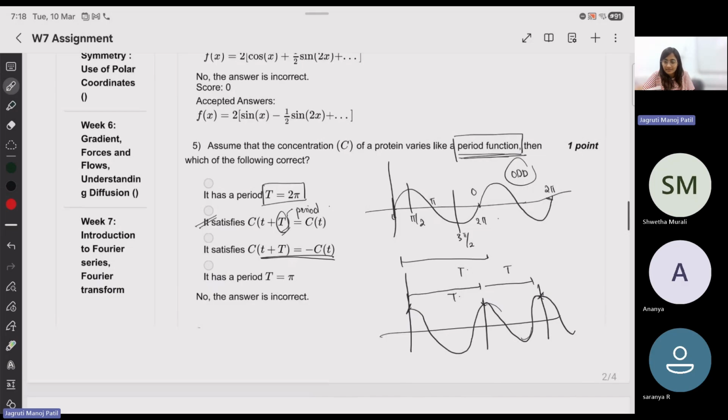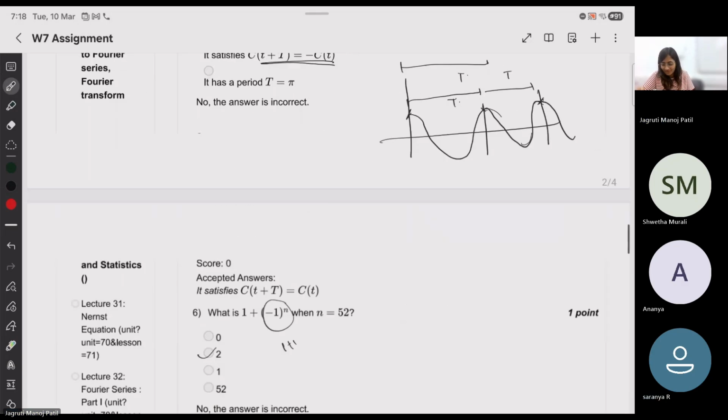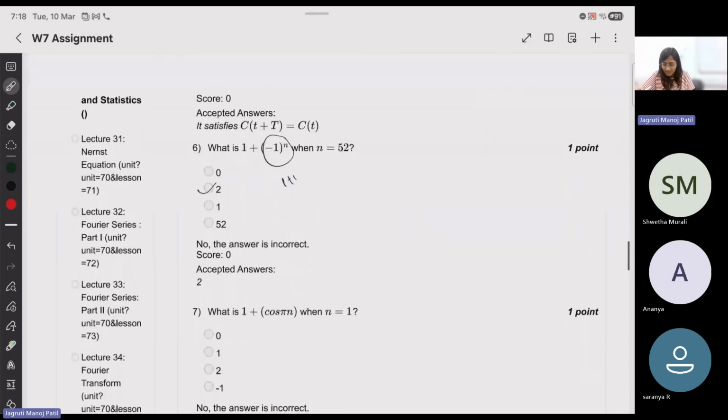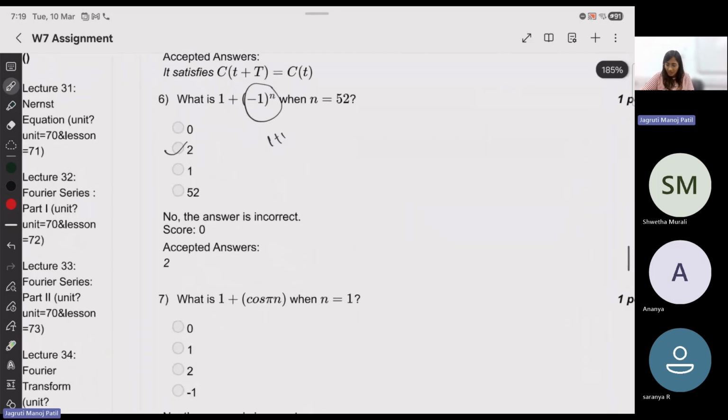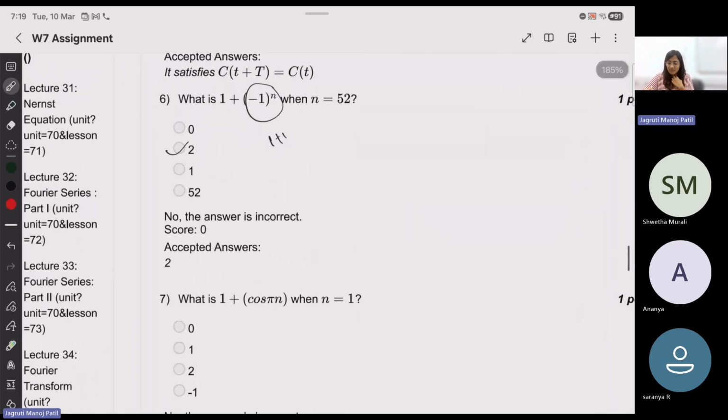That clear? Yes, ma'am. Okay, next question. So what's the value of 1 plus cos pi n when n is equal to 1? So we essentially have 1 plus cos of pi. What is cos pi? -1. So this is 1 minus 1.